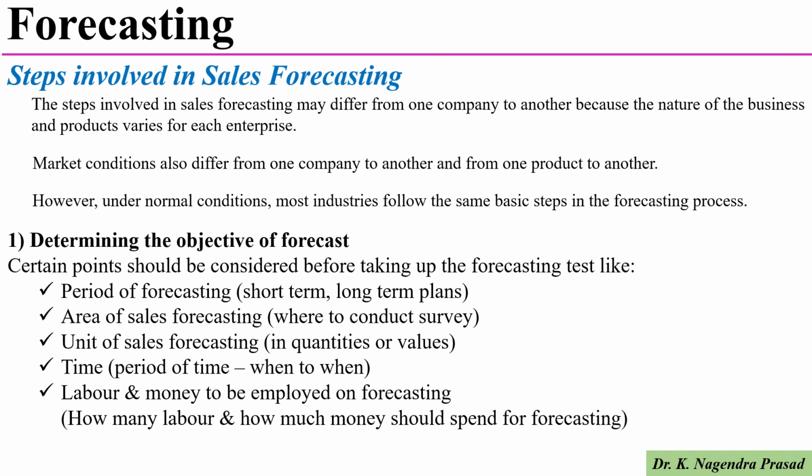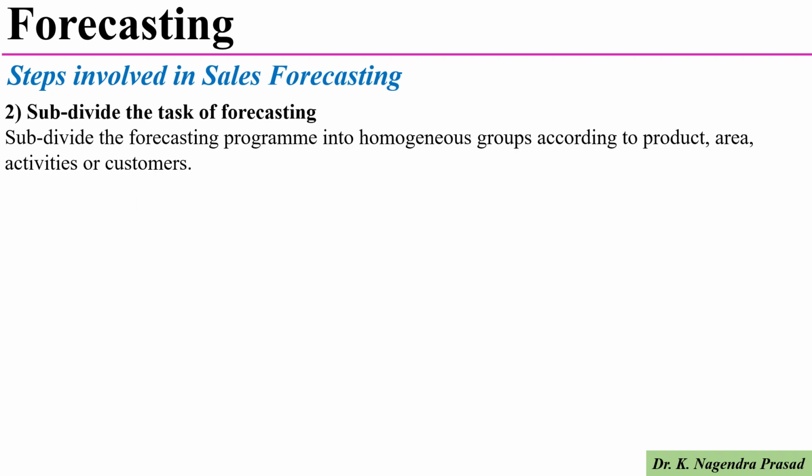And the next one is the time period, so when we have to forecast. And the next one is the labor and money to be employed on forecasting, which means how many laborers and how much money should be spent for the forecasting. So these are all the points we should keep in mind before taking up the forecasting task. And the next step is to subdivide the task of forecasting.